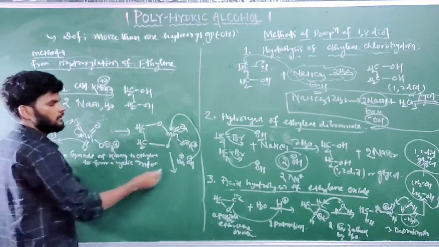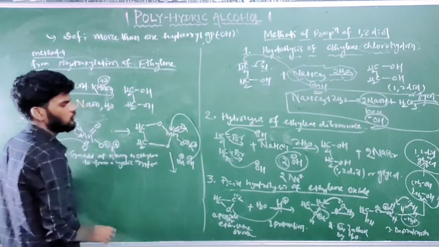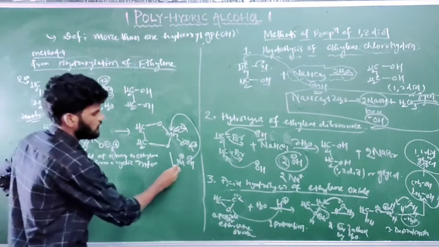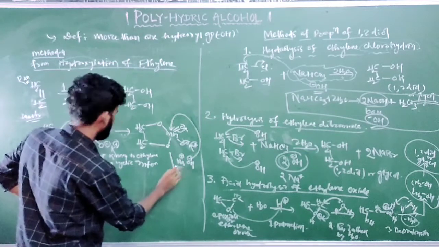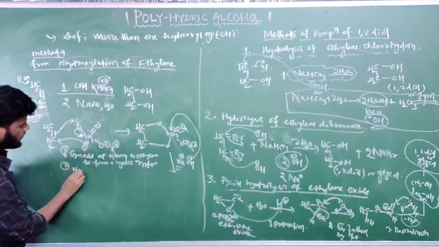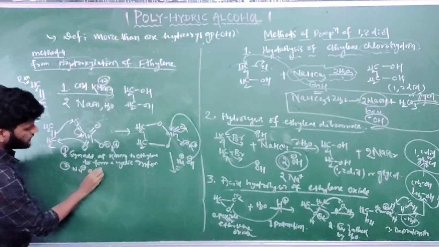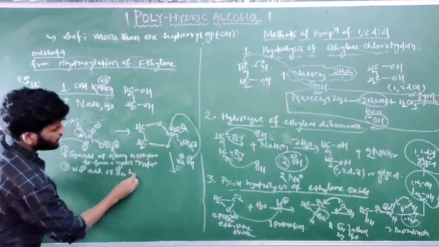Okay, all of you understand? This OH- will attack this manganese, and this bond moves over to oxygen. This step is known as the nucleophilic addition of the OH group. You can write it simply as step 2; this is step 1. Step 2: nucleophilic addition of OH- to the cyclic intermediate.